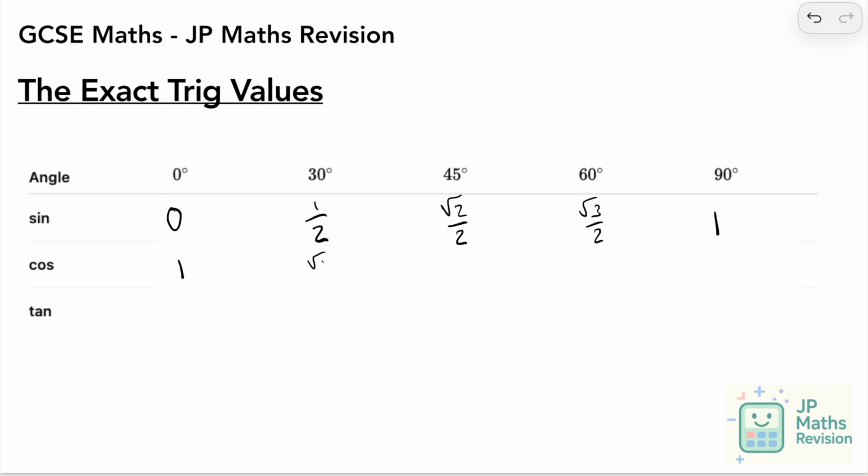Cos 30 is root 3 over 2, which is the same as sine 60. Cos 45 is root 2 over 2, which is the same as sine 45. Cos 60 is 1 over 2, which is the same as sine 30. And cos 90 is 0. Tan 0 is 0. Tan 30 is root 3 over 3. Tan 45 is 1. Tan 60 is root 3. And tan 90 is undefined.